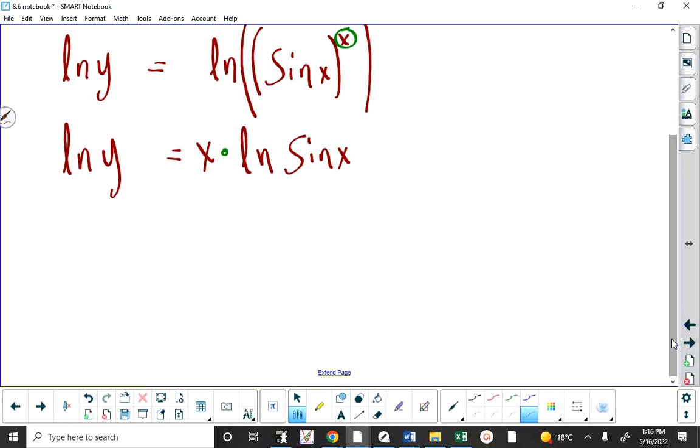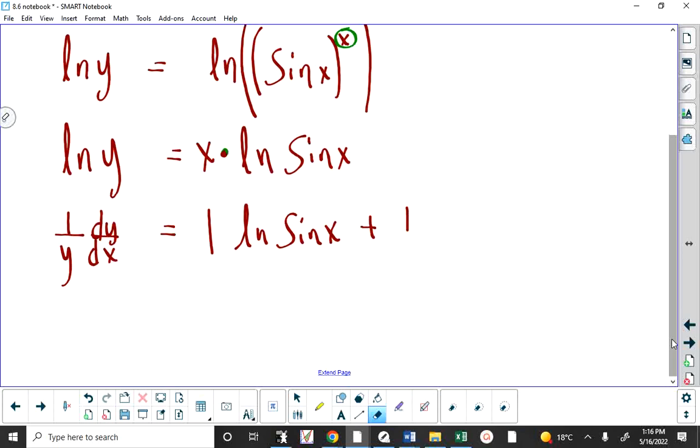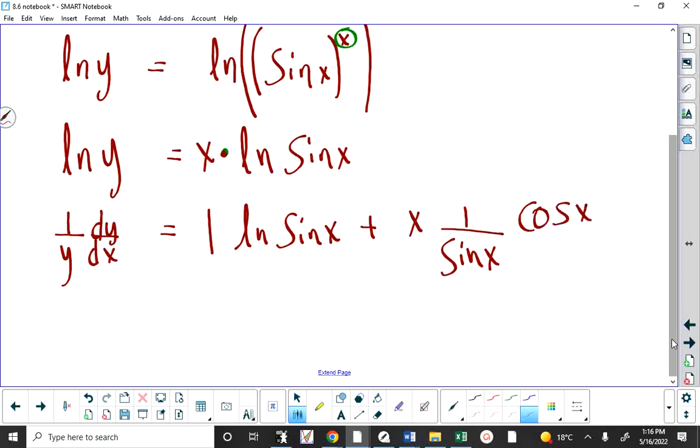So, differentiating left to right, we get 1 over y dy dx equals a product, derivative of the first times the second, plus the first times the derivative of the second, which is 1 over sine of x, times the derivative of sine of x, which is cosine of x. And that's where the cotangent's coming from, because cosine over sine is cotangent.